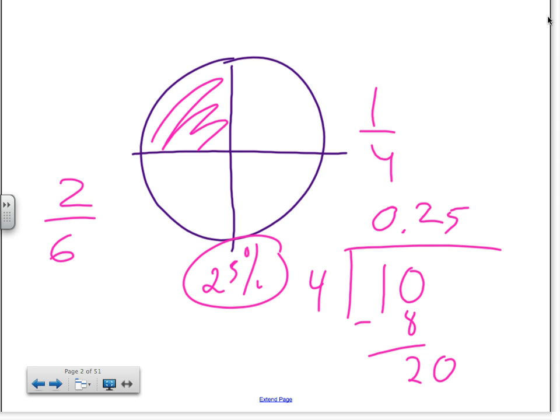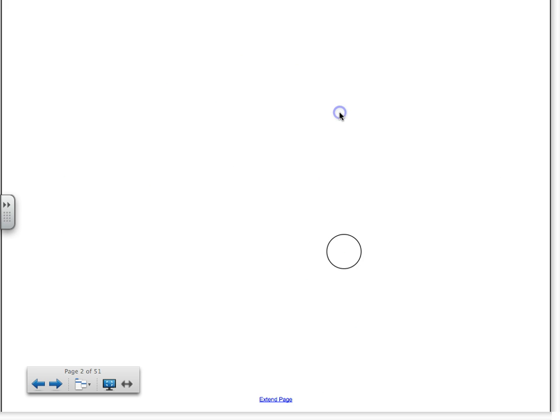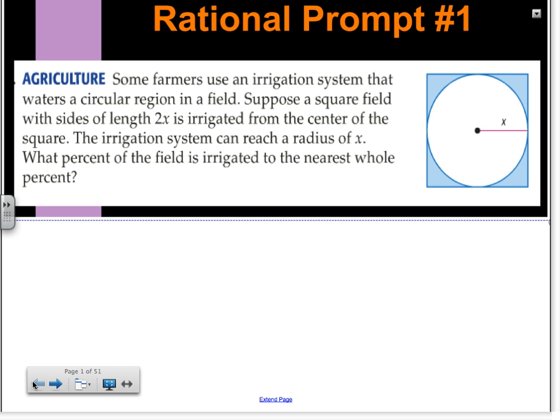Now, if I present you with the problem, this is our problem. It involves 2 shapes. Let me just read it to you. Some farmers use an irrigation system that waters circular regions in the field, so we know it involves a circle. Suppose a square field with side length 2x is irrigated from the center of the square. So think of yourself as having a square field, and you put your irrigation system right in the center of that field, and it's shooting out water.